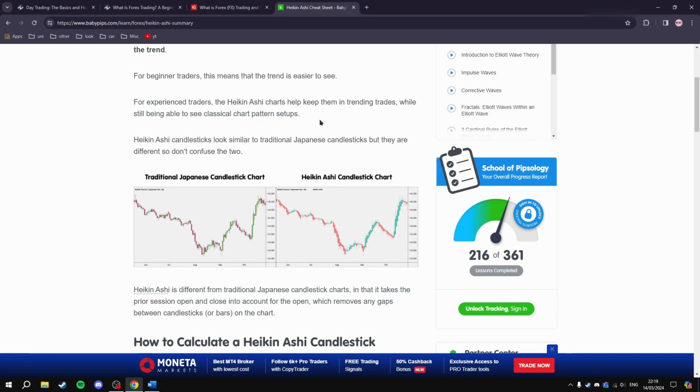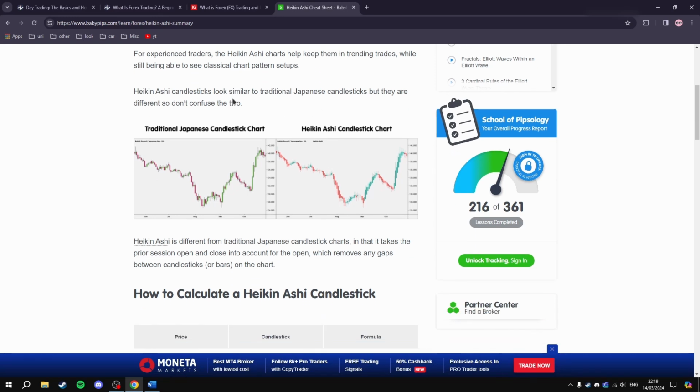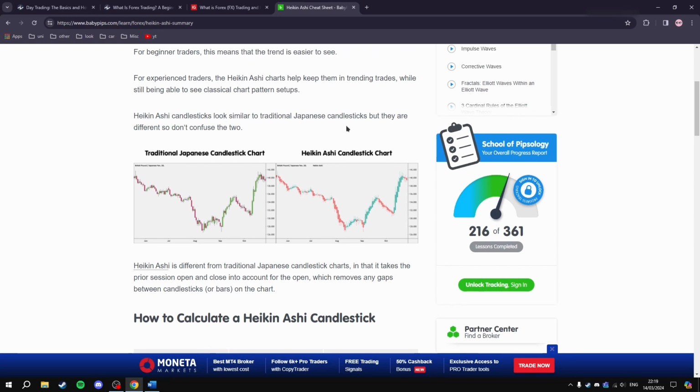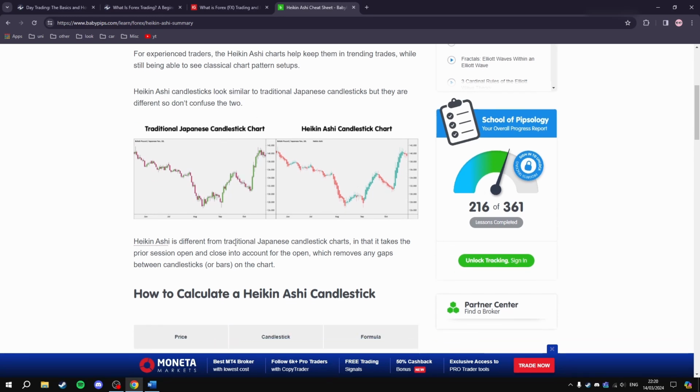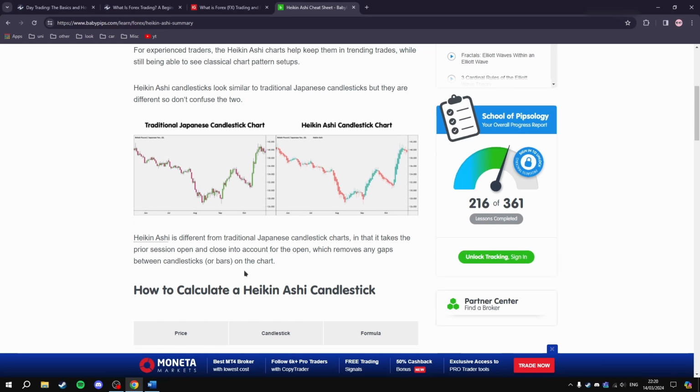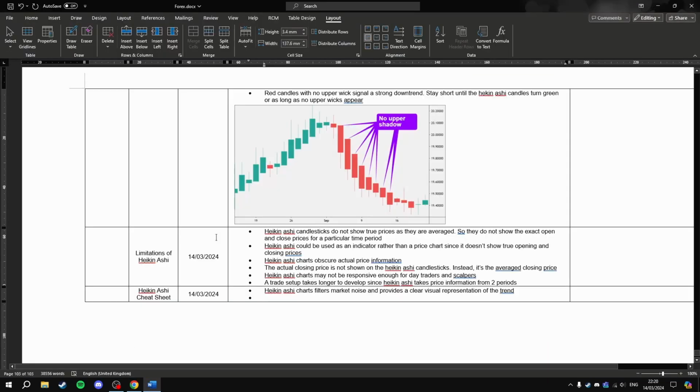Heikin Ashi candlesticks look similar to traditional Japanese candlesticks, but they are different, so don't confuse the two. Heikin Ashi is different from traditional Japanese candlestick charts in that it takes the prior session open and close into account for the open, which removes any gaps between candlesticks or bars on the chart.